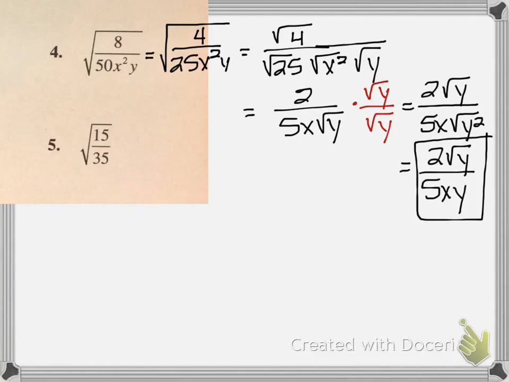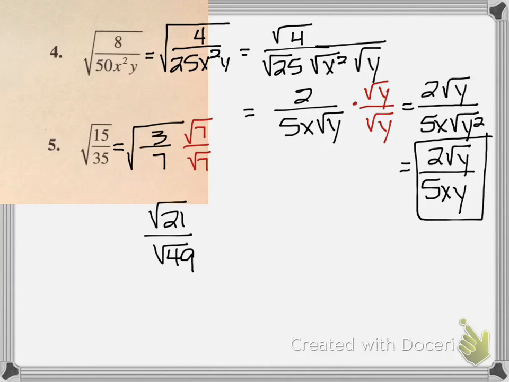Now, just like I did in the first one where I reduced my fraction, I can reduce my fraction here as well. 15 and 35, I know that 5 goes into both, so that's going to give me 3, and 35 divided by 5 is 7. So now I can multiply by the square root of 7, numerator and denominator. That's going to give me square root 21 over square root 49. Square root 21 is simplified over square root 49, which is 7.